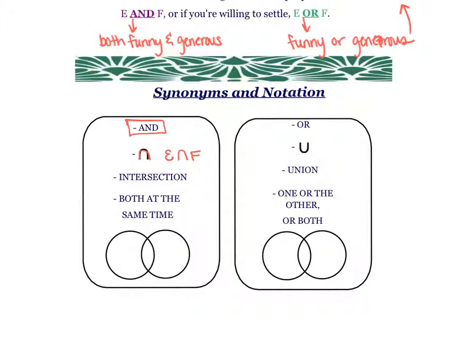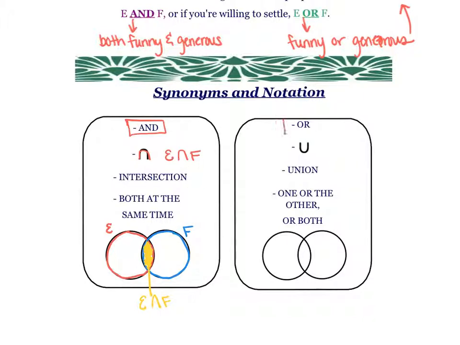I'm sure you guys are all familiar with Venn diagrams from past math classes. So let's say I let this circle represent the pool of people who satisfy event E. They are funny. And then let's say I let this circle represent all of the people who are event F. They consider themselves to be generous. The people who are E and F are going to fall here where they overlap. These are my people who are funny and generous, right here.